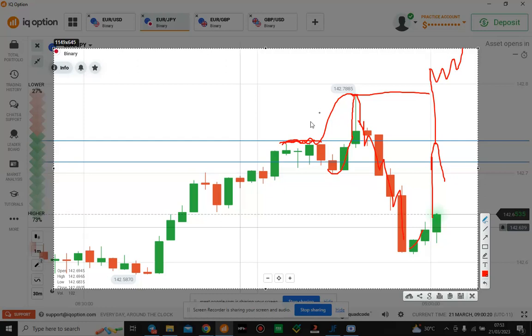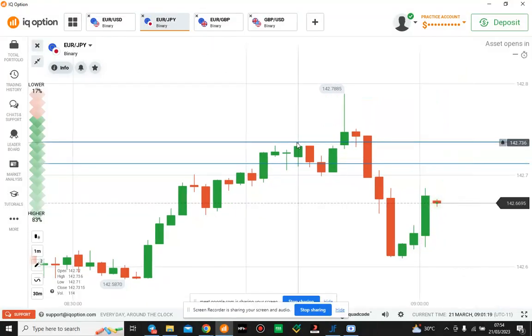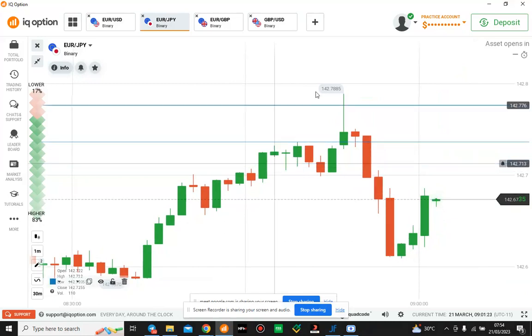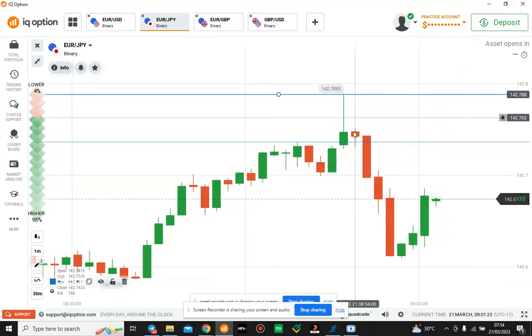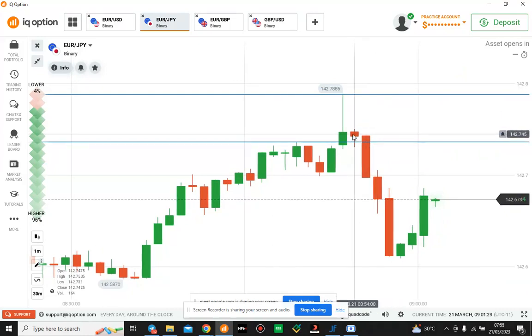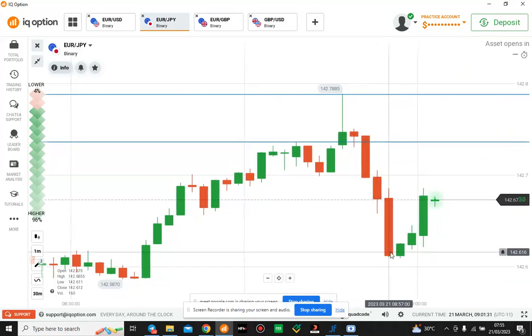But if the market did not break this high, or maybe a little bit above this high, you are expecting the sellers to still go more down. That means that from this high to this high is actually the sellers area.